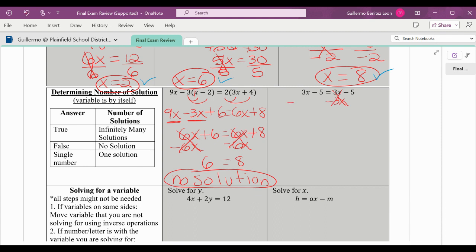It's positive again, so I'm going to subtract. What I do on one side, I do to the other. Again, those cancel. Only bring down what's left. Negative 5 equals negative 5. This one is a true statement, which means infinitely many solutions. Sometimes we will see that as all real numbers.